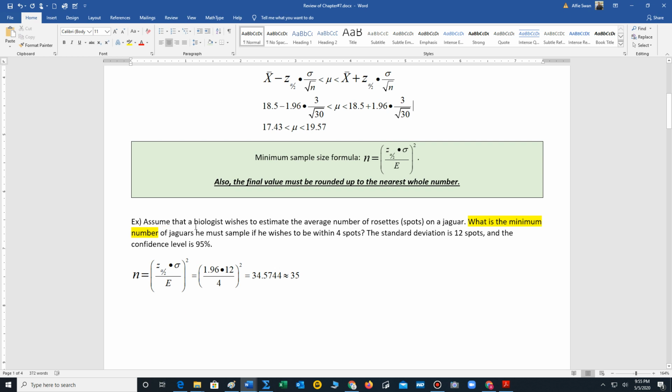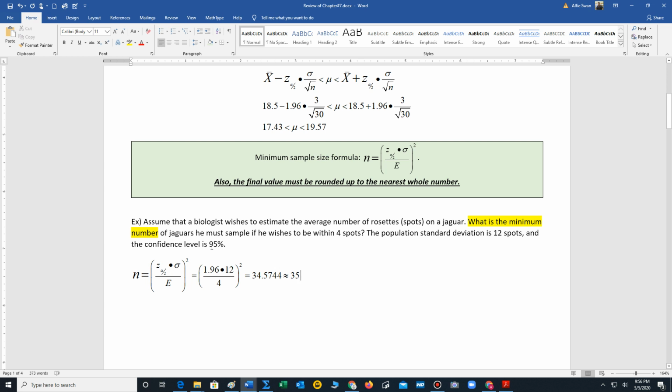Here's our example. Assume that a biologist wishes to estimate the average number of rosettes. Those are the spots on a jaguar. What is the minimum number of jaguars he must sample if he wishes to be within 4 spots? The standard deviation is 12 spots, and the confidence level is 95%. So let me just type in population standard deviation. Okay. That lets us know we're going to be using sigma.